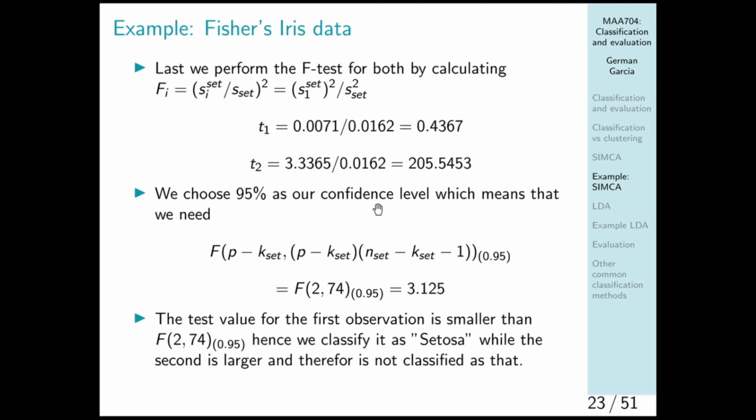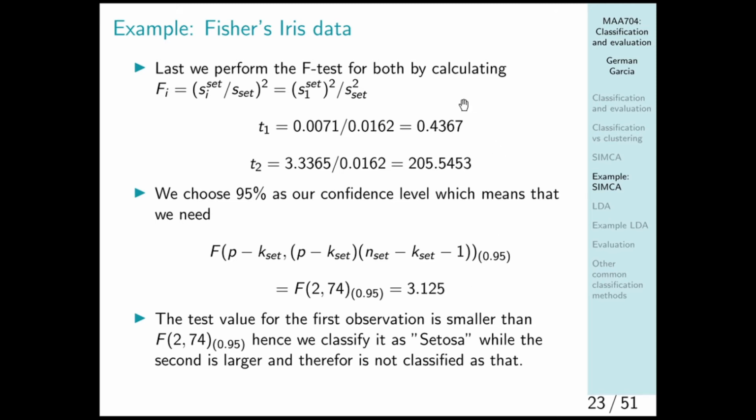By choosing our confidence level as 95%, we go to the F distribution table, and by picking this exact amount of degrees of freedom, we have here 2 and 74. If you go to a table for the F distribution with 2 and 74 degrees of freedom, at a confidence level of 95%, we have 3.125 as a threshold.